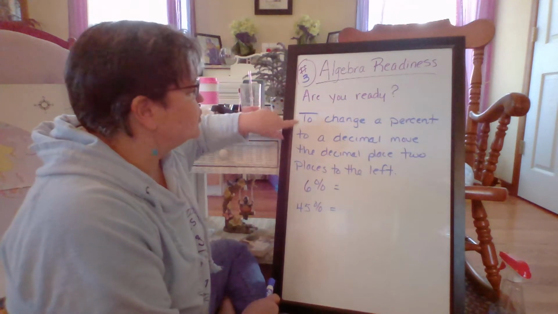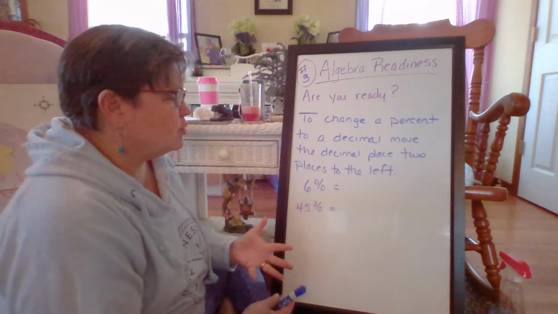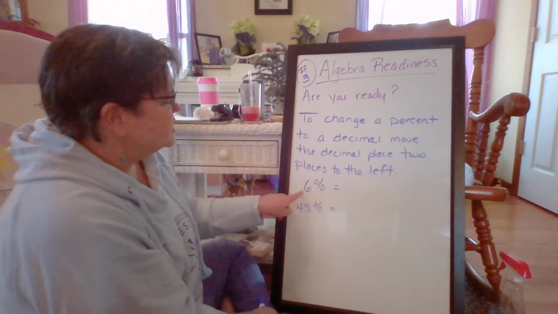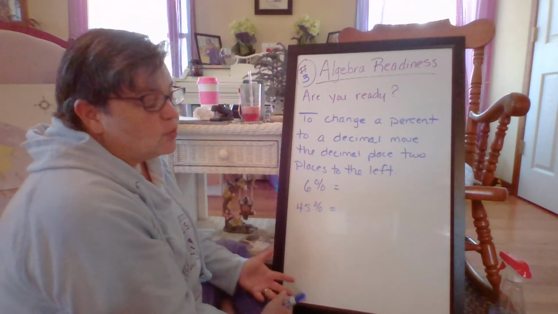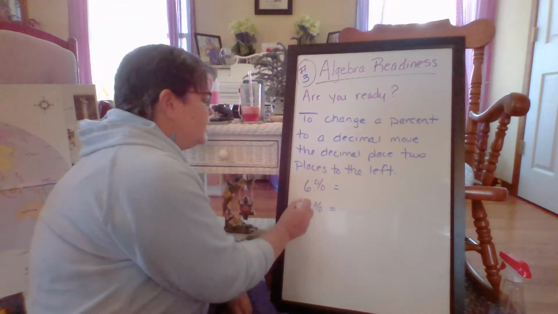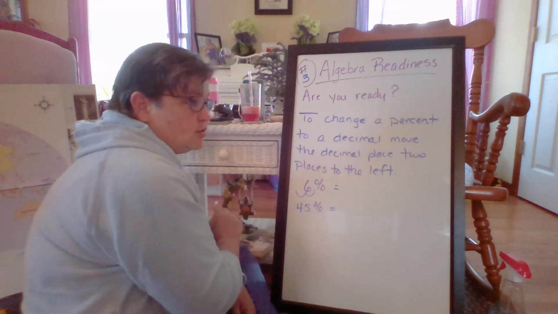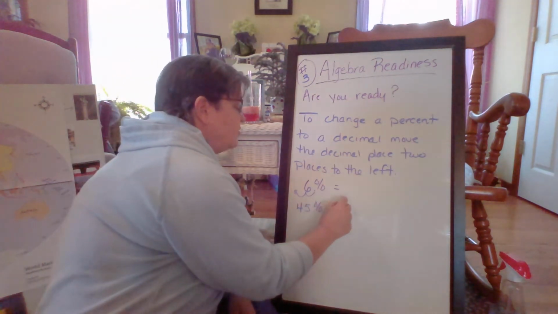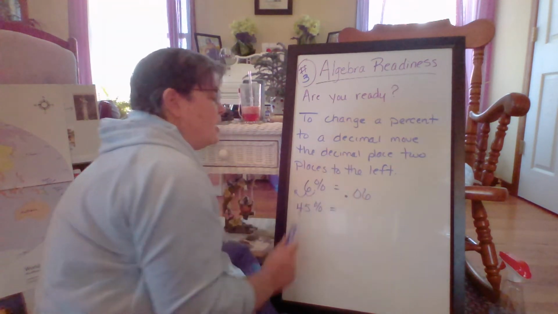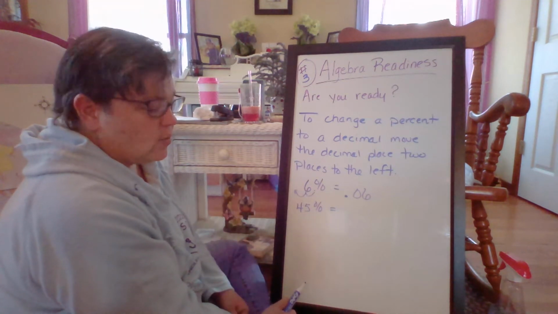This is number 3. To change a percentage to a decimal, you move the decimal place 2 places to the left. So this is 6%. If I want to work with 6% as a decimal, I'm going to move the decimal place 2 places to the left, which is going to give me 0.06. So now I can multiply that.